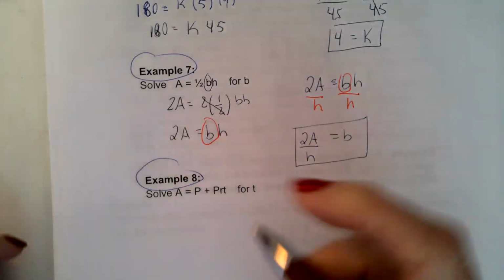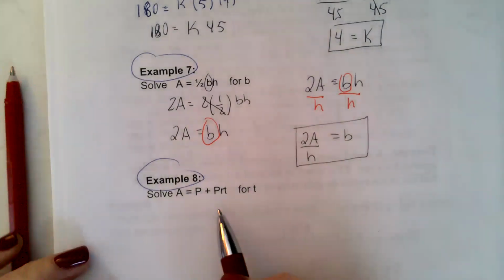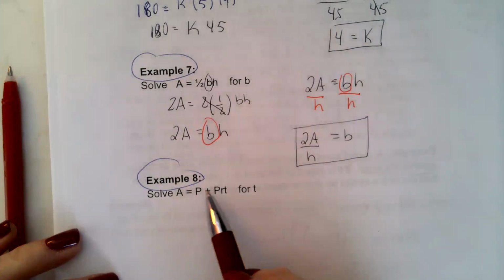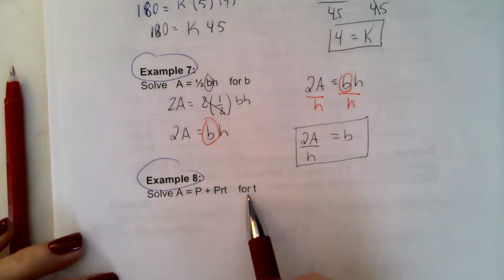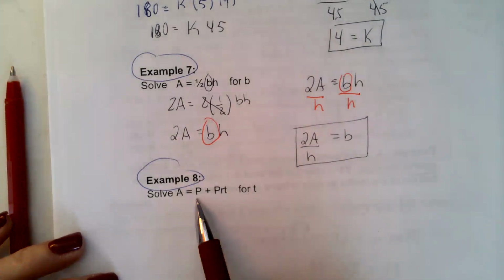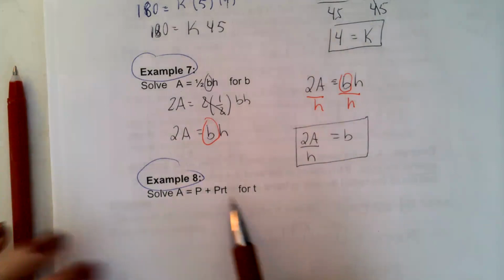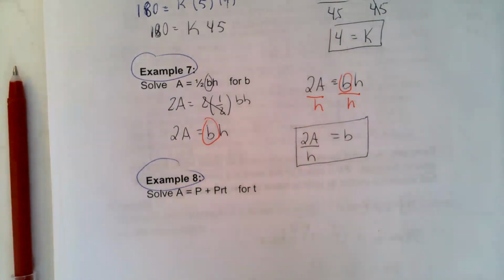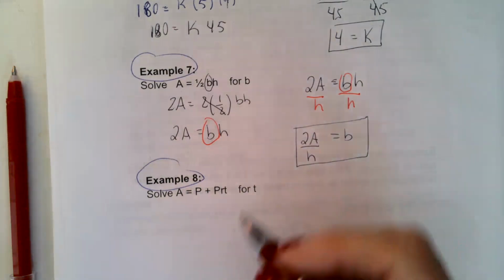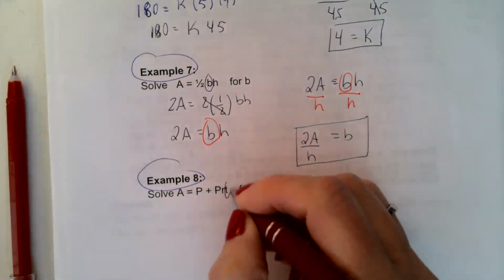The next example is A equals P plus PRT. This is actually a formula for simple interest, which we will use maybe this semester, also in my quantitative reasoning course, Math 101. So we want to solve for T.